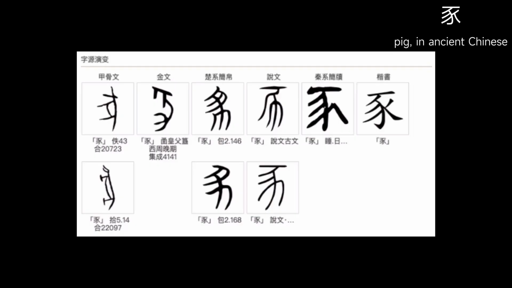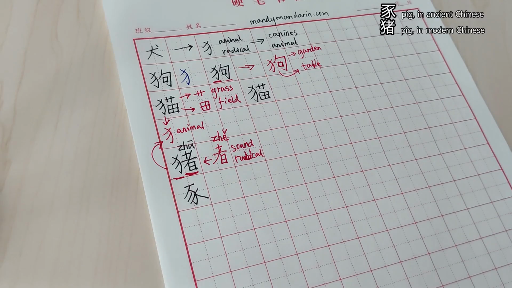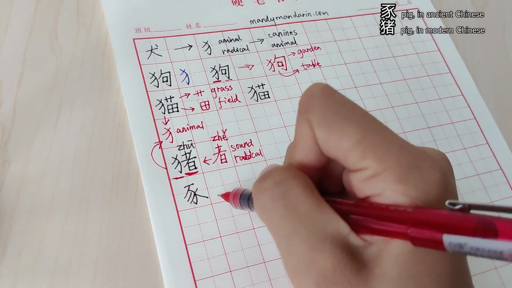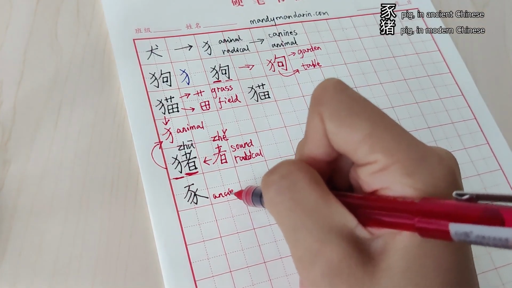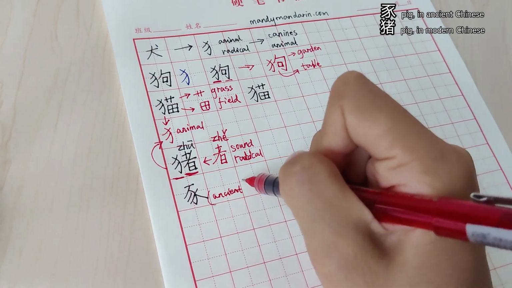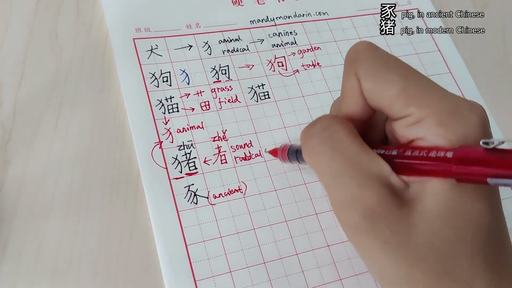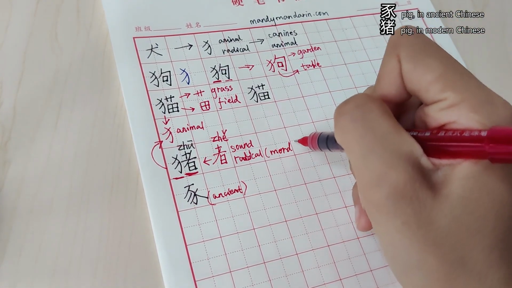Here is a picture of the evolution of the hanzi. So simply put, this is the ancient way to write the 猪, and this is the modern way.